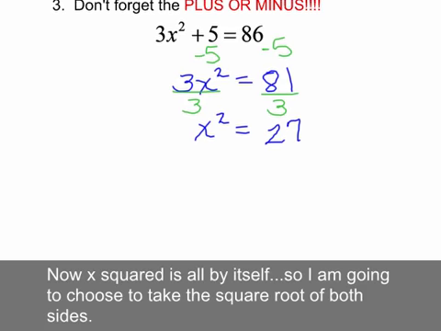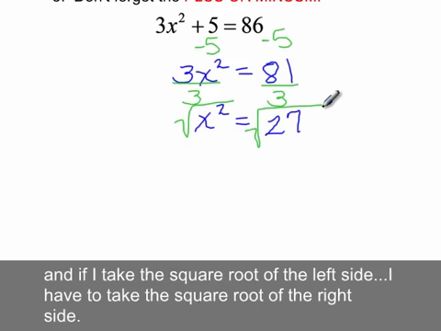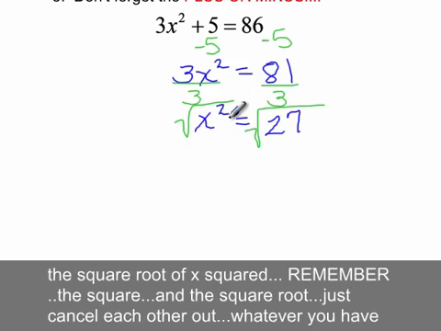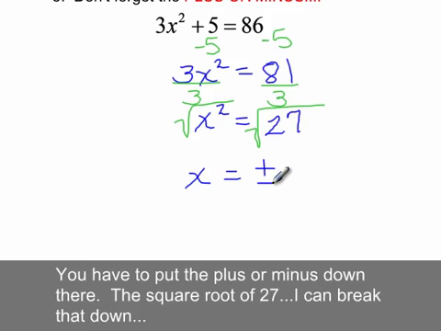Now x squared is all by itself, so I'm going to choose to take the square root of both sides. And if I take the square root of the left side, I have to take the square root of the right side. The square root of x squared. Remember, the square and the square root, they just cancel each other out. Whatever's in there, that's what you have left. Don't forget your plus or minus. Whenever you take the square root of both sides, you have to put the plus or minus down there.